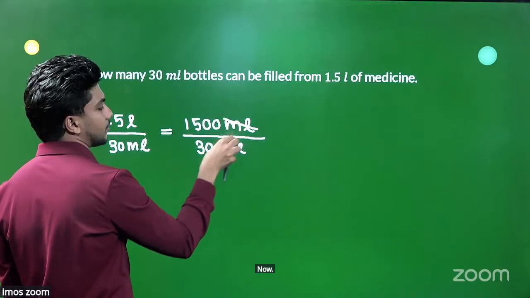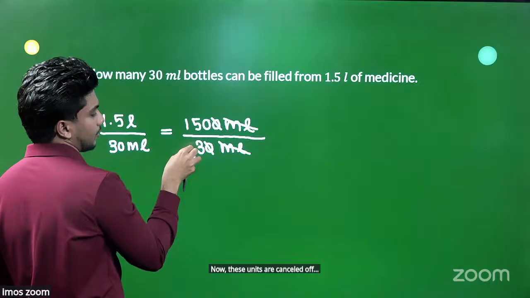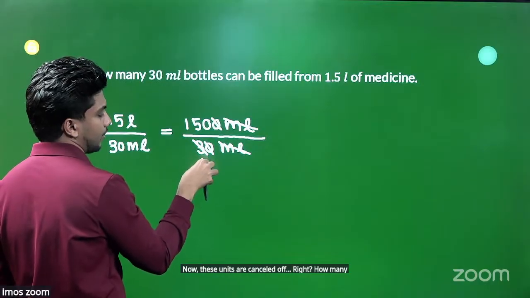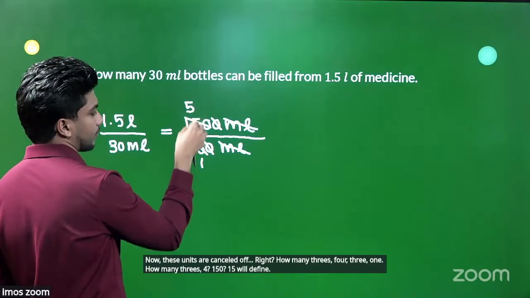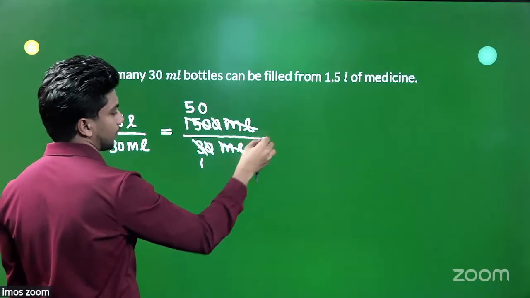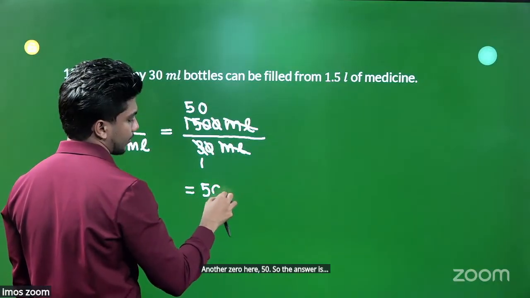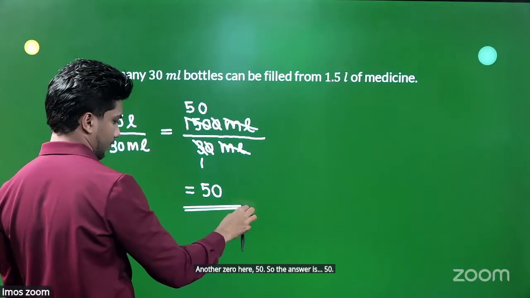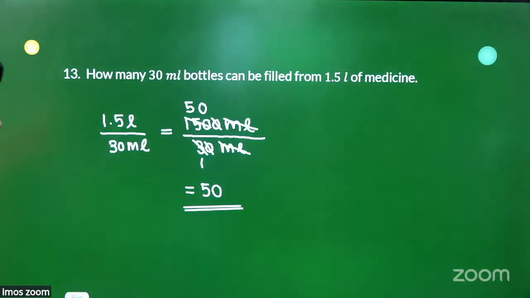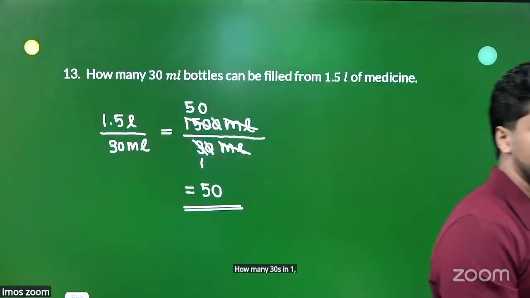Now these units are cancelled off. How many 3s for 3? 1. How many 3s for 15? 5. Another 0 here, so the answer is 50. How many 30s in 1500? 50.